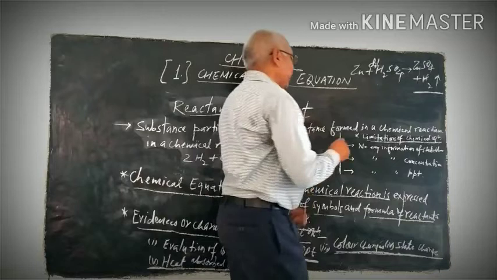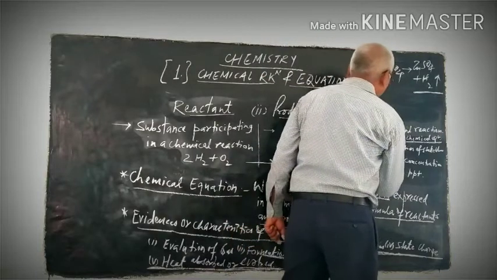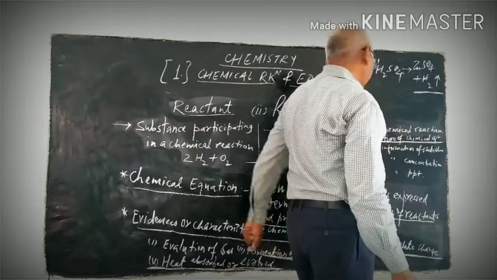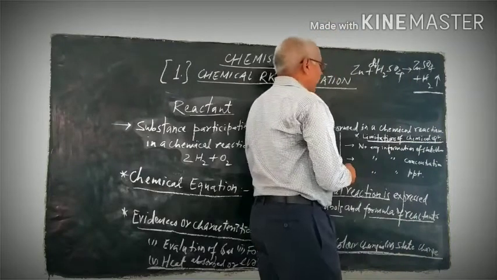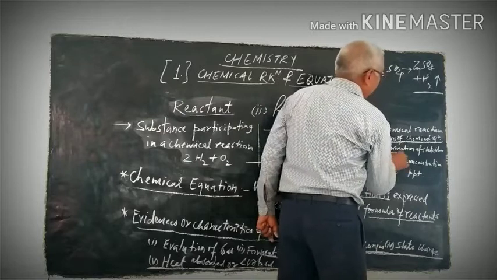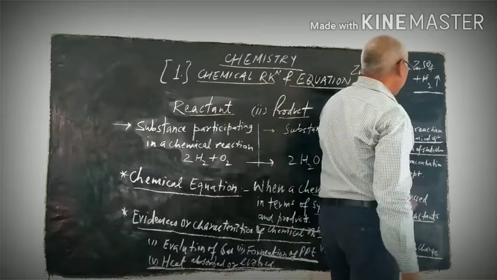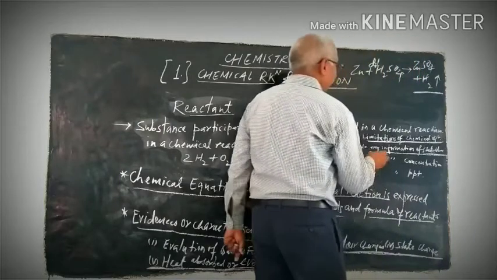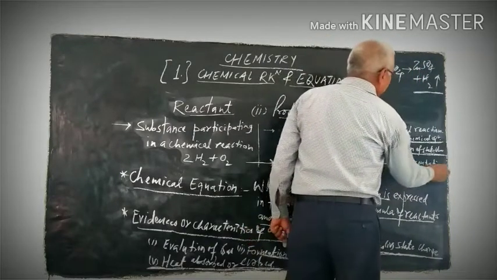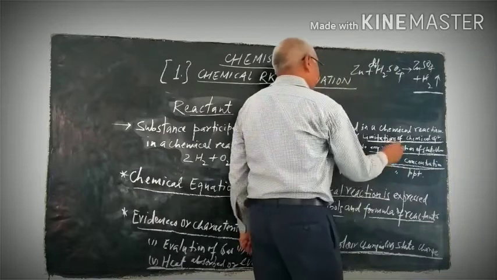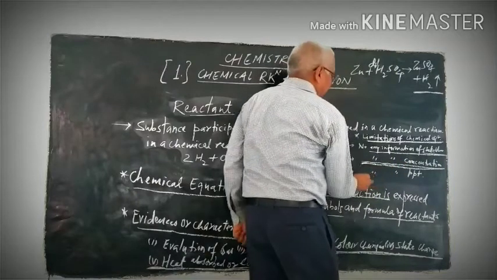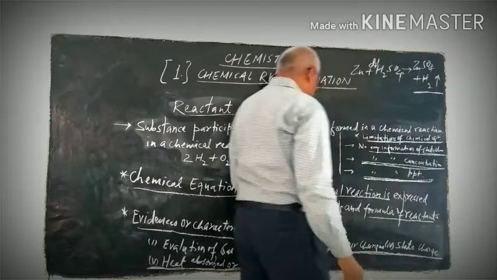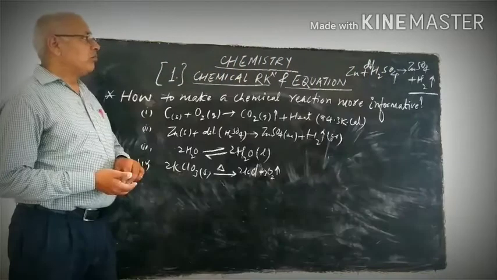Now after knowing about these, we now learn about the limitations of a chemical equation. A chemical equation does not give an idea about the formation of the substances which take part in the chemical reaction. It does not indicate the concentration of the reactants or products, and it does not indicate the precipitation form. That's all. Now we go further.